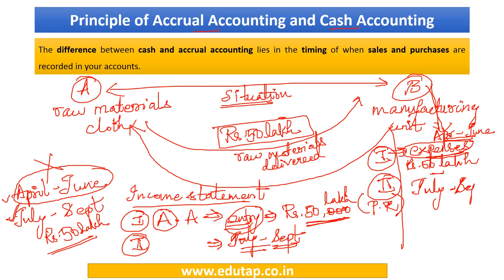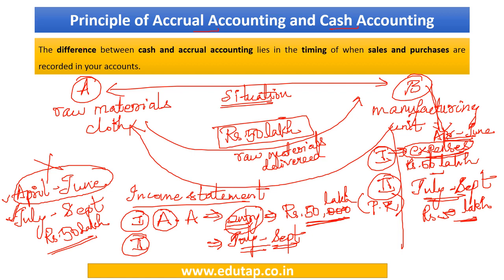And why is it so? Because only in the month of July has company B actually made the payment to company A. So it is going to make this entry out here in the July-September quarter. So this is the difference between these two accounting methods.